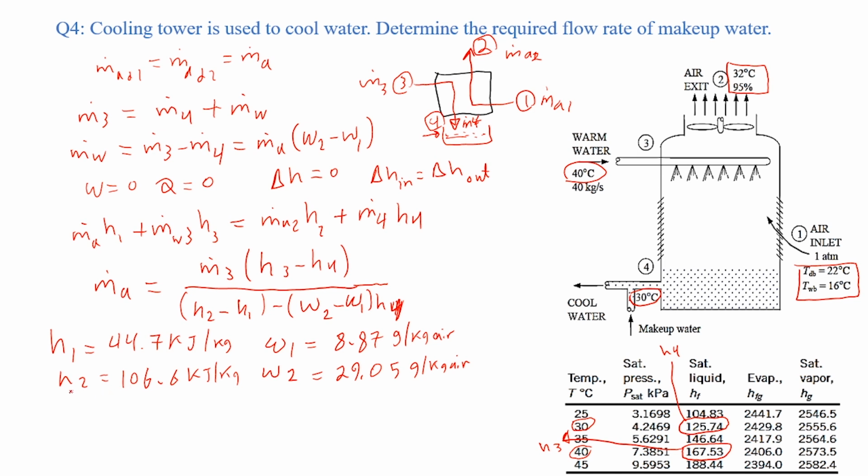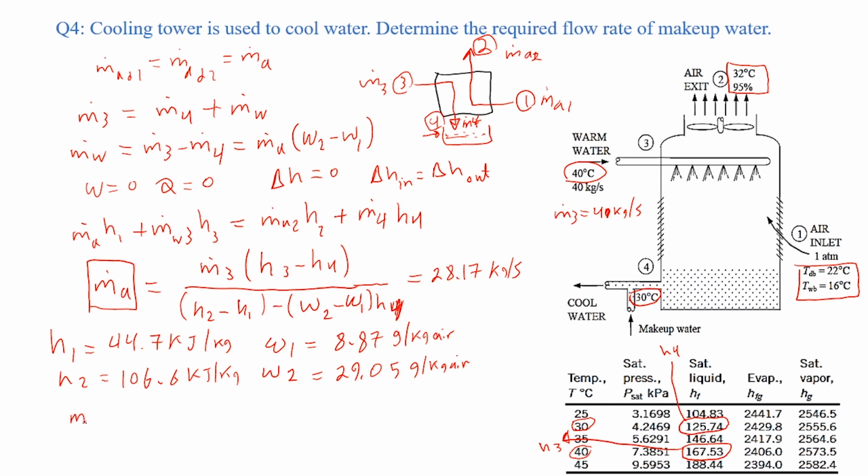We already took the values for H3 and H4 from the steam table. So now we can key in directly to the MA equation and calculate how much mass flow rate of air. Mass flow rate of water, which is M3, is given as 40 kilogram per second. So in this case, mass flow rate of air will be 28.17 kilogram per second.